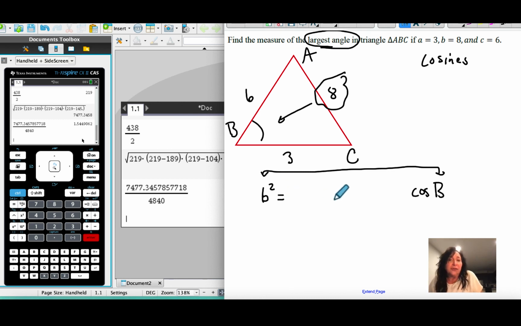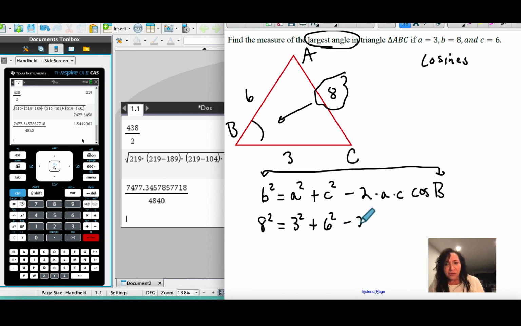And then the other letters are just whatever's left inside, and honestly, it doesn't matter what order you put them in. So that's going to be a squared plus c squared, and then subtract 2 times a times c times cosine of b. So that's the formula I'm going to use. So let's plug our values in. 8 squared is equal to a squared. What's a? A is 3. I always write it like this because I'm going to use the values here. Plus c squared, so 6 squared, minus 2 times a, which is 3, c, which is 6, and then cosine of angle b, because that's what we're ultimately trying to solve for.